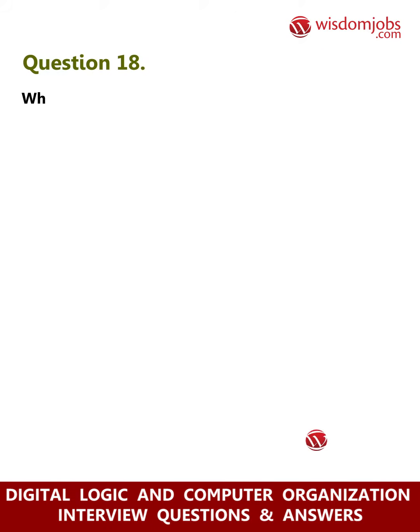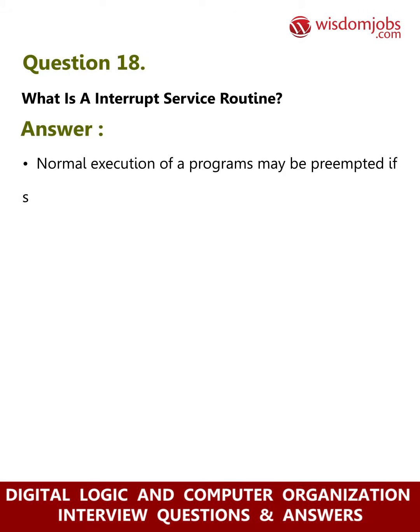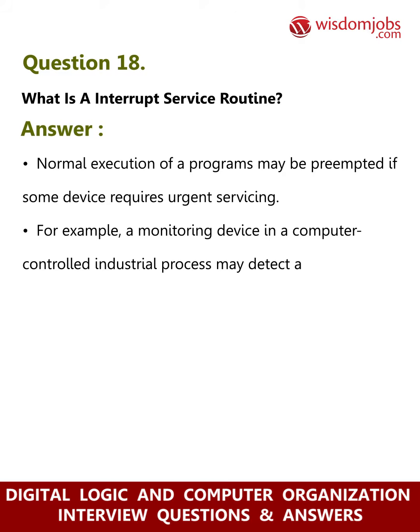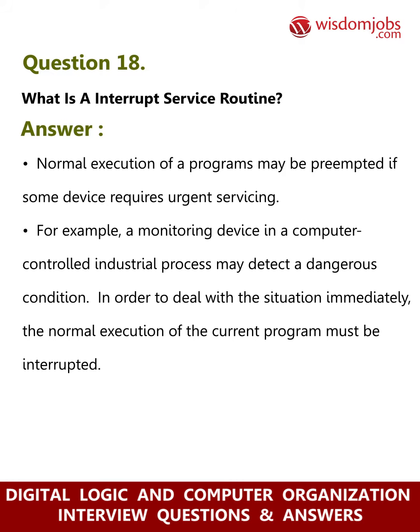Question 18. What is an interrupt service routine? Answer. Normal execution of a program may be preempted if some device requires urgent servicing. For example, a monitoring device in a computer-controlled industrial process may detect a dangerous condition. In order to deal with the situation immediately, the normal execution of the current program must be interrupted. To do this, the device raises an interrupt signal.